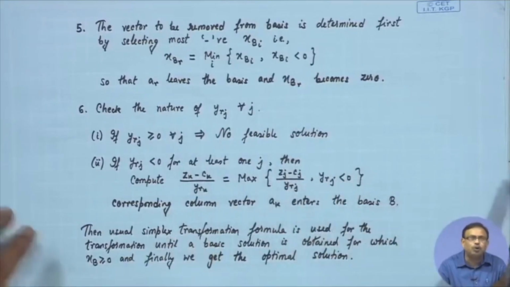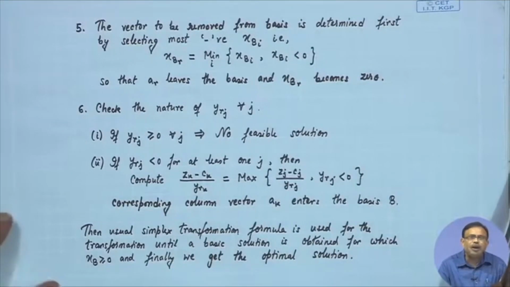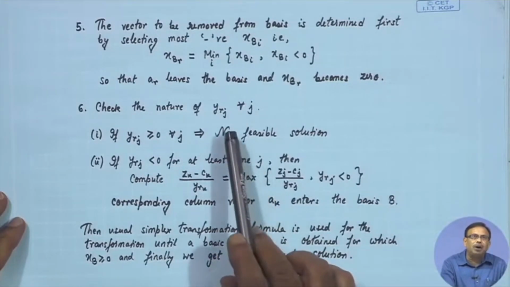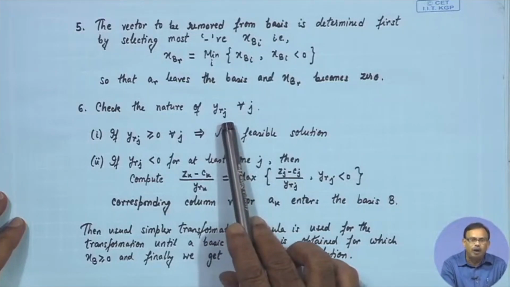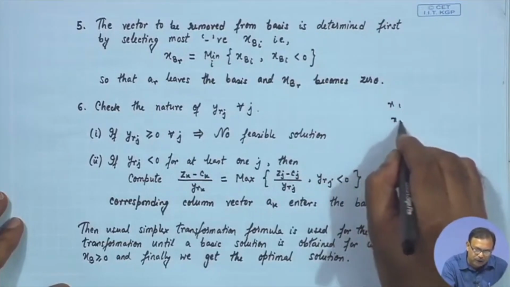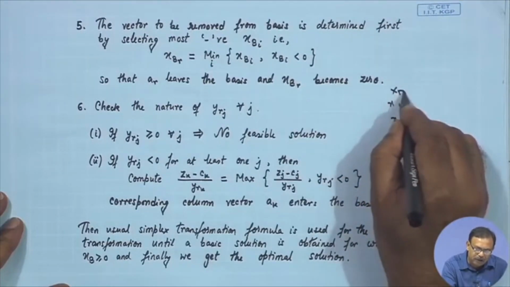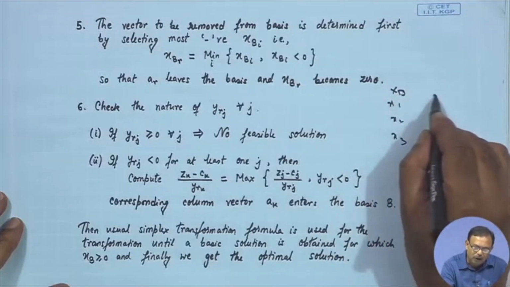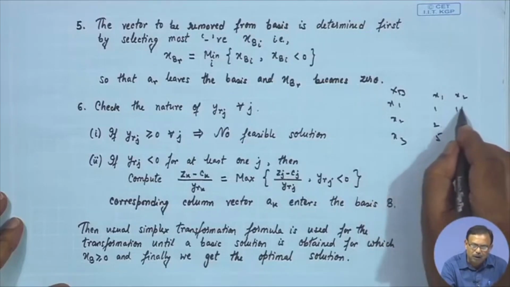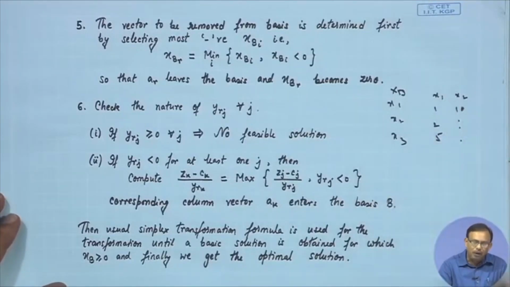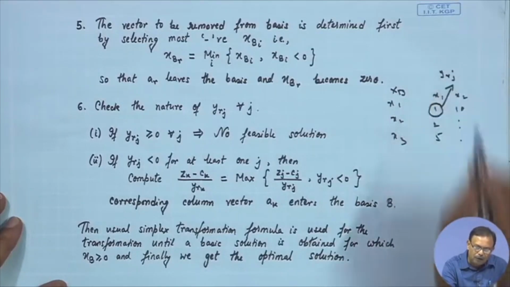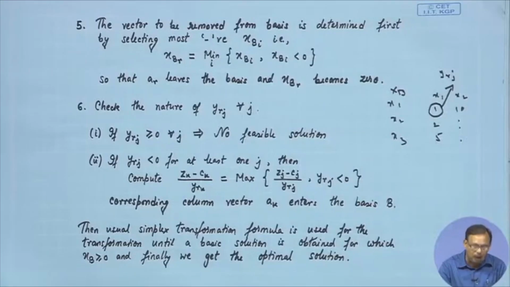So, next you have to choose which one would be the entering vector, by checking the nature of the corresponding y r j. Y r j means, whenever you are writing x 1, x 2, x 3, this is your x b. In that case, here also x 1, x 2, some values are there, 1, 2, 5 or 10, like this. So, these values we are calling y r j.